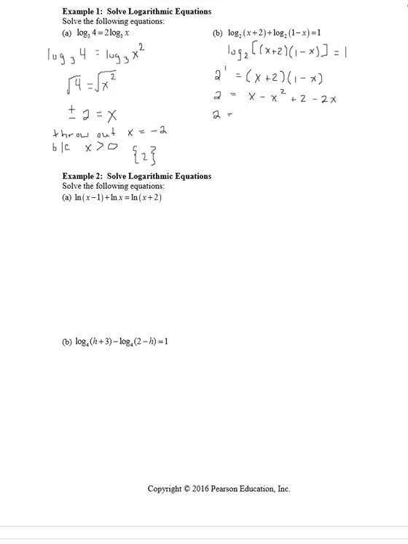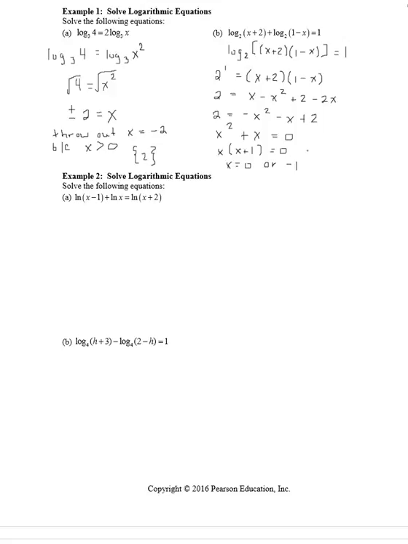So 2 equals negative x squared minus x plus 2, or x squared plus x equals 0. And if we factor, x equals 0 or negative 1.